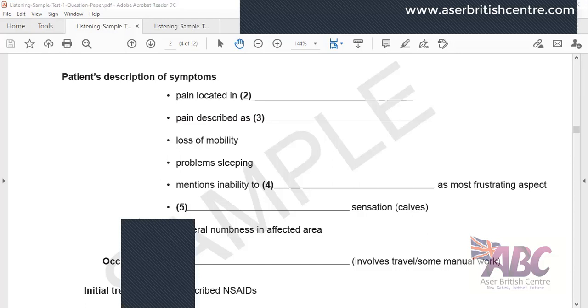Number 4. The answer is inability to turn over in bed or get comfortable. Here we have 2 answers. If you answered any one of them, you will be right.